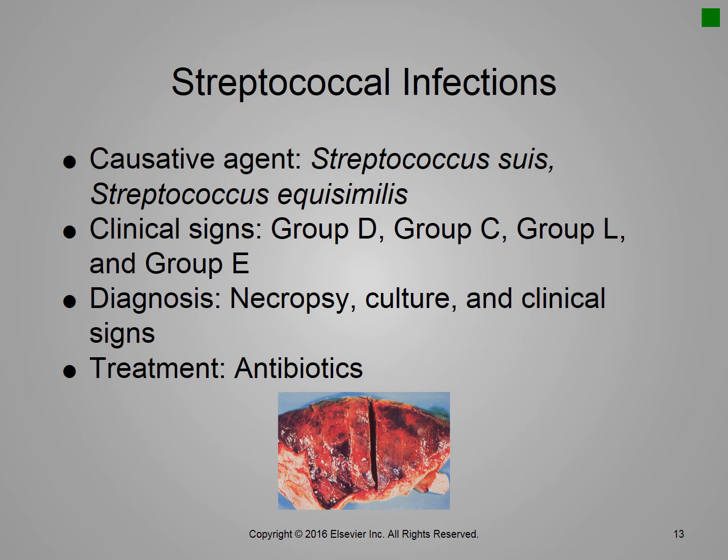Streptococcals, we do get some Streptococcus, Streptococcus suis and Streptococcus equisimilis. There's lots of different kinds of groups, Group D, Group C, Group L, Group E. You're going to find necropsy, culture, clinical signs, and you treat with antibiotics. And they have a picture down there of some tissue full of streps, and streps in pigs, not that common, but it's pretty nasty stuff. You just want to avoid the streps, particularly in the lungs. Once it gets down in the lungs, again, respiratory problems, you've got a mess.